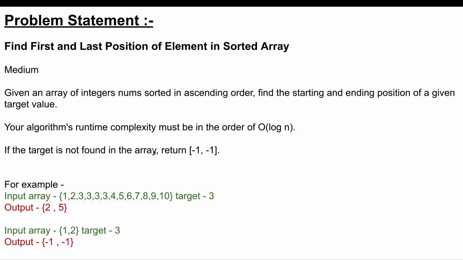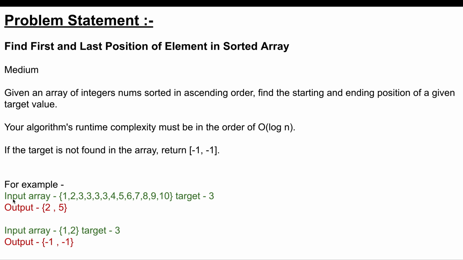And if the element does not exist in the array, so if the target is not present in the array, we basically return -1 -1. So we basically return an array with two elements, which is -1 -1. This indicates that the start index of that element is -1 and the end index of the target value is also -1, which means that the target value was not present in the array.